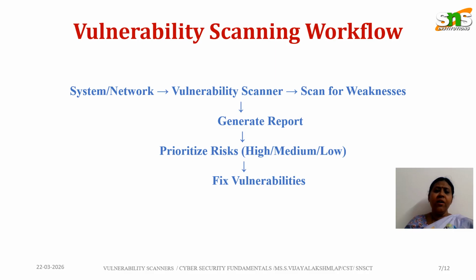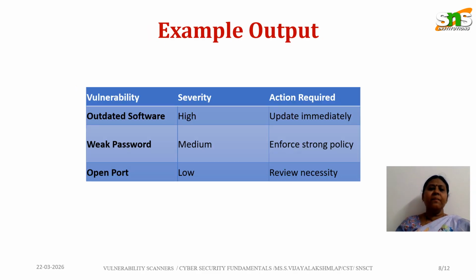This is the workflow for scanners. First, the system or network is checked by a vulnerability scanner. It scans the weaknesses and generates the report. In this report, we prioritize the risk, for example high, medium or low, and then fix the vulnerabilities. For example, outdated software means its severity is high, so update immediately. That means the action required.